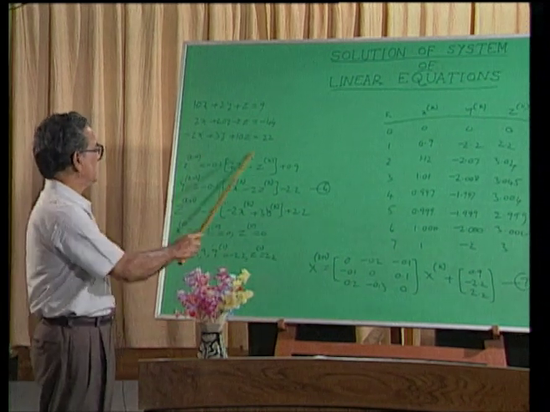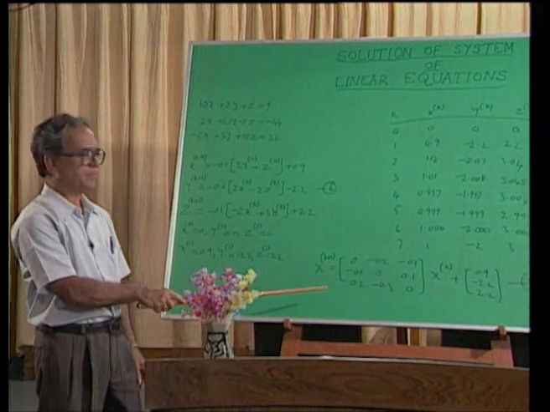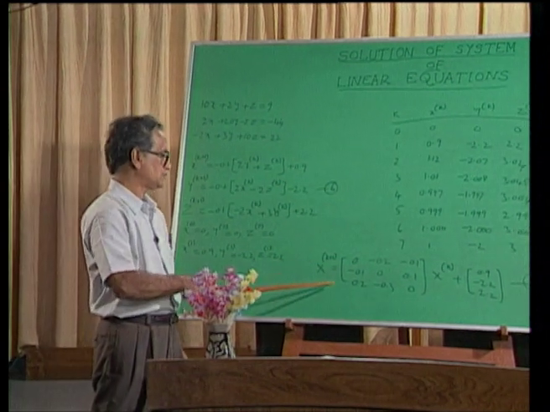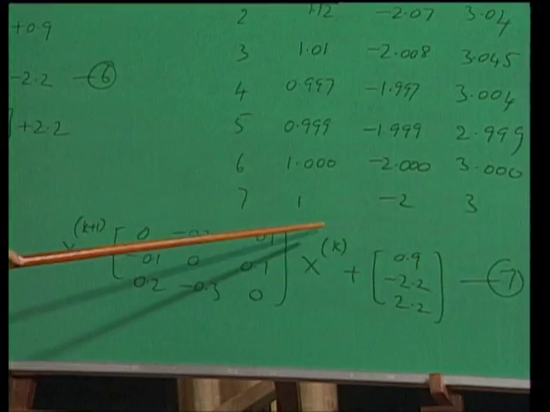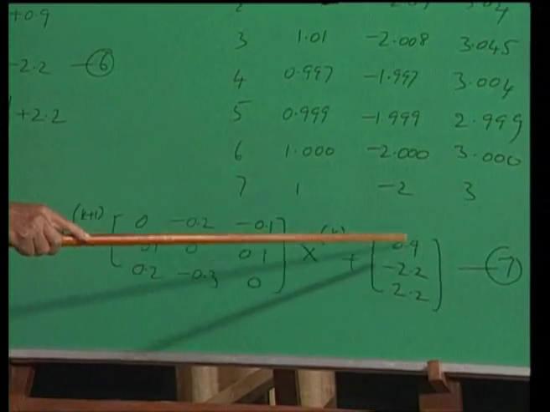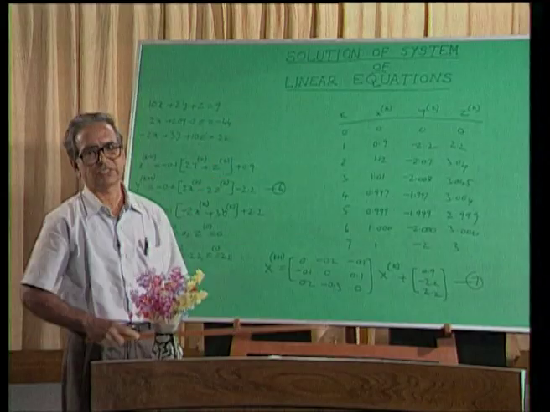Now the same Jacobi iteration scheme, we can also put it in the matrix form like this: xk plus 1 is equal to, this is the iteration matrix H into xk plus C, the constant matrix, k taking values 0, 1, 2, 3, etc.